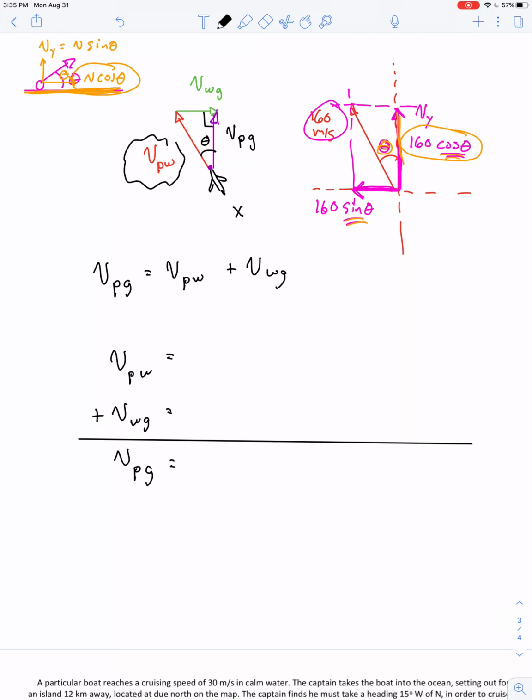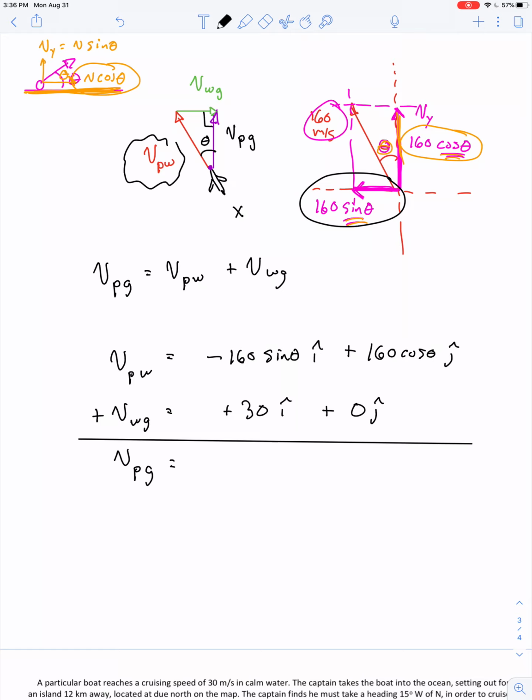Okay, so the velocity of the plane with respect to the wind has a component of negative 160 sine theta i hat. You understand why I say negative? Because it's pointing to the left. Plus 160 cosine theta j hat. The velocity of the wind with respect to the ground hasn't changed from the original setup. It's 0 j hat. Oh, sorry. It's positive 30 i hat plus 0 j hat.